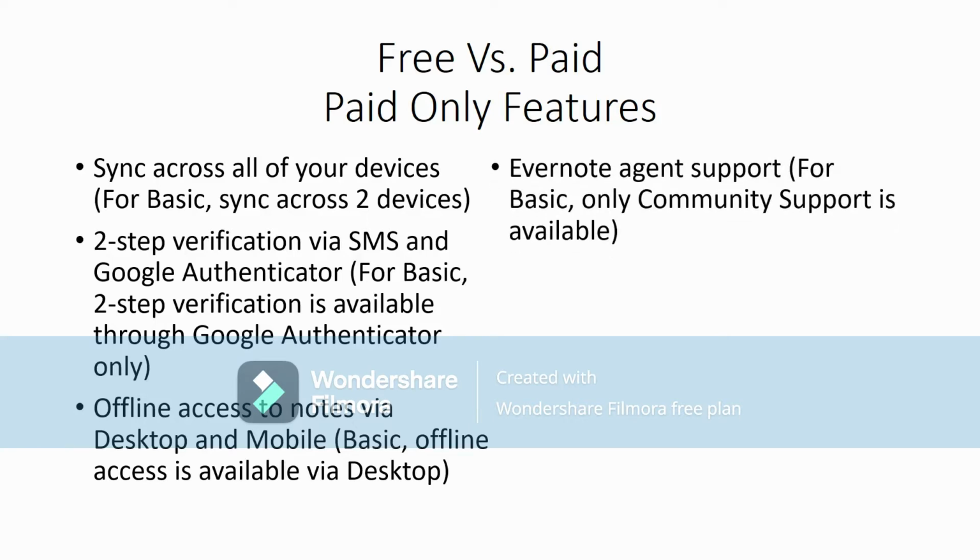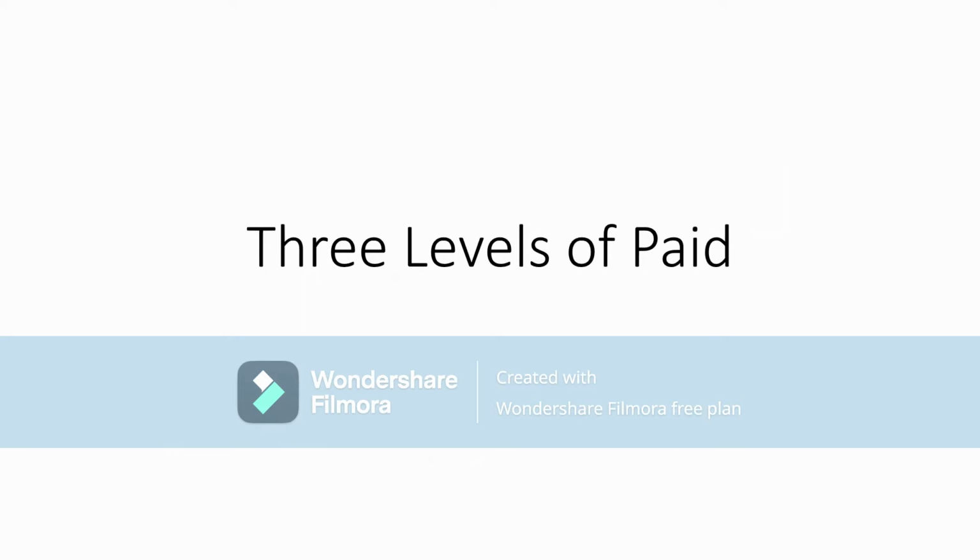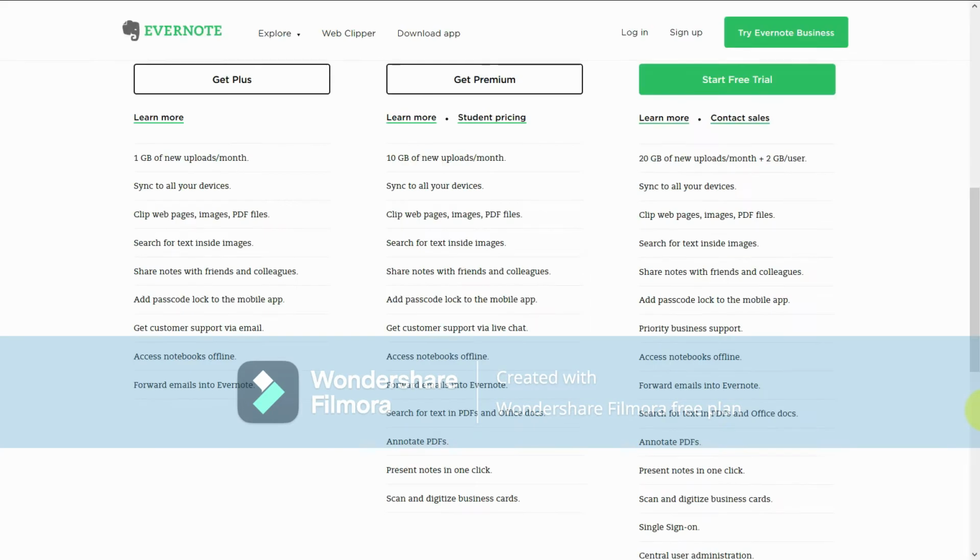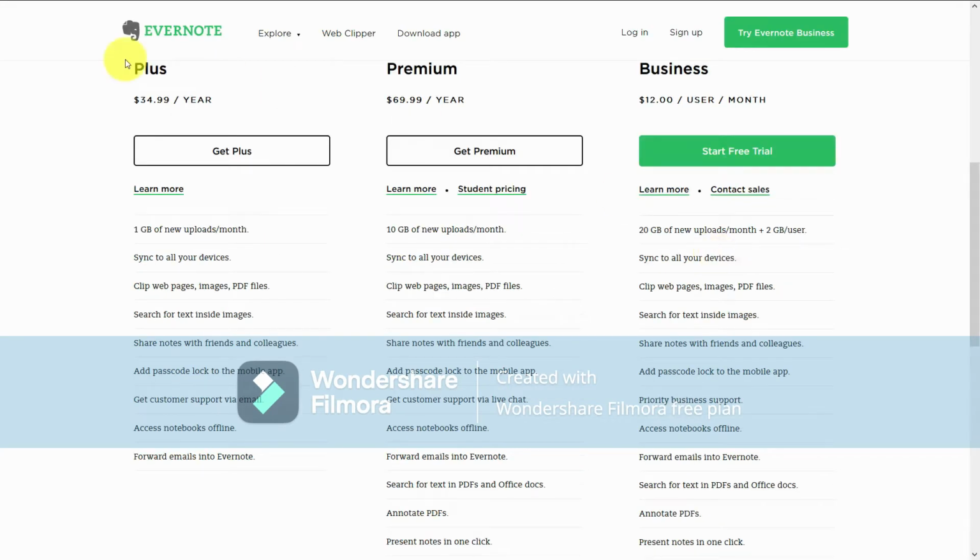And lastly, you are going to have access to support if you have a paid version. If not, if you use the free version, you'll only have access to the Evernote community. Now, there are 3 levels of paid access, and it's a good idea for us to discuss that right now also. You're going to notice that they vary in price. Now, you'll notice that they vary in terms of how much you can upload at one time, 1 gigabyte versus 10 versus 20. And then there are certain features that are available in the premium level and the business level that are not available in the lowest level, which is the plus level.